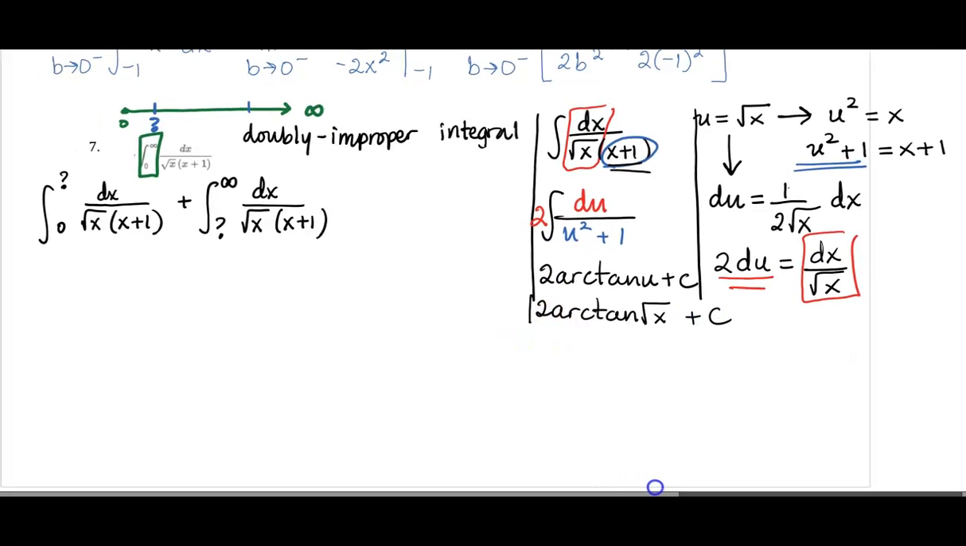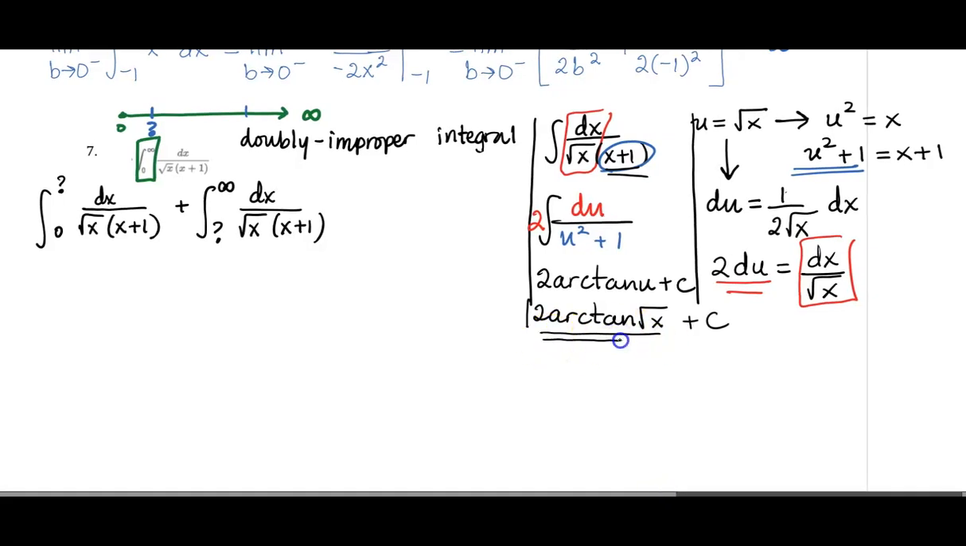Now that I know what I will get when I integrate, I can think about what is a good number for me to split the integral up at. For example, I don't want to split the integral up at 5 because I have no idea what arctan of root 5 is, and at some point I will have to evaluate that. So very conveniently, I'm going to choose to split the integral up at 1 because I do know what arctan of 1 is.